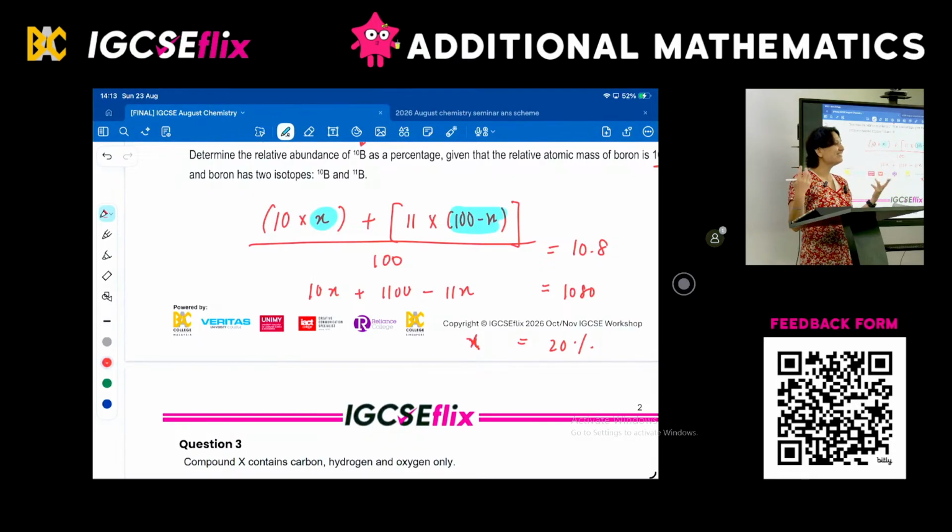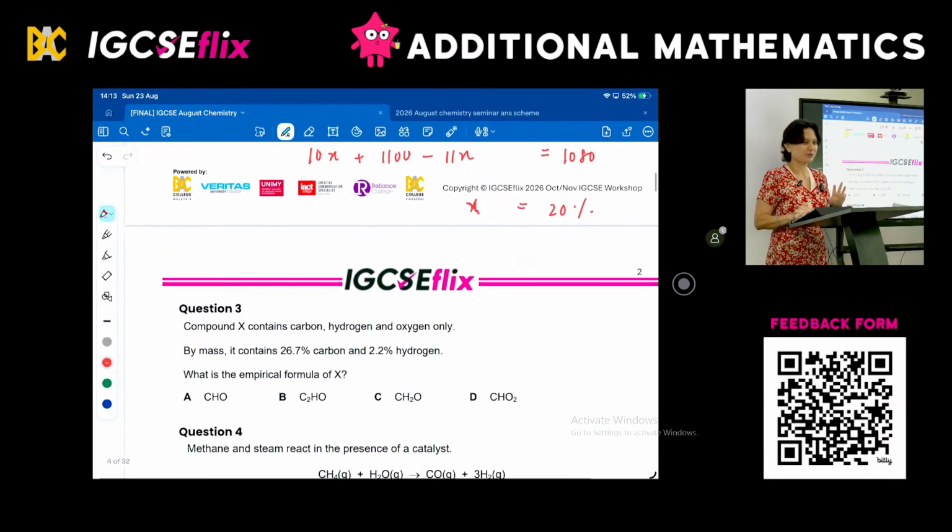Has the answer? Come on. You must do all 3. Question 3, question 4, question 5, on page 2. This is page 2. On page 2.